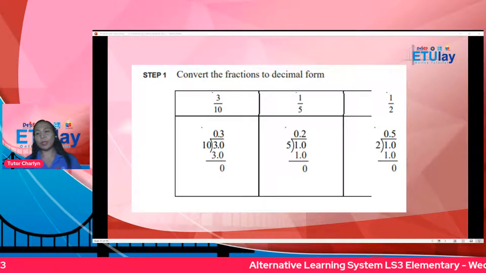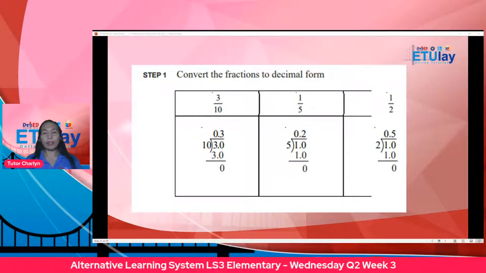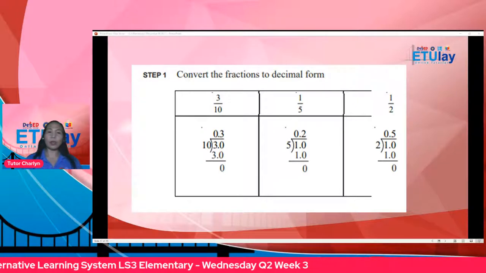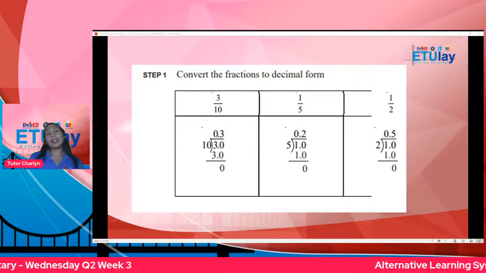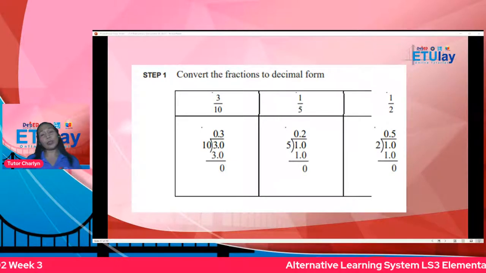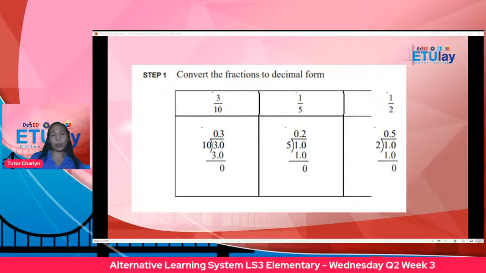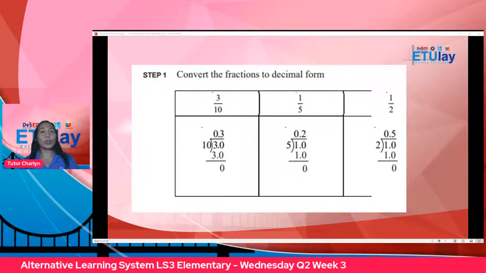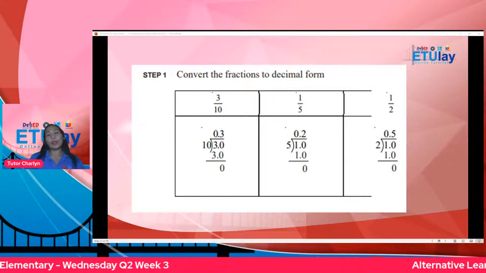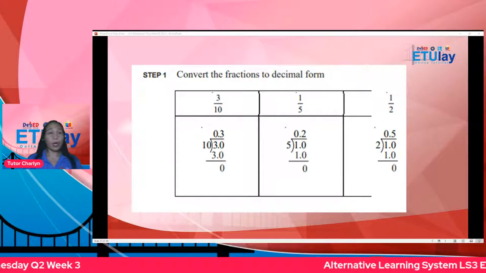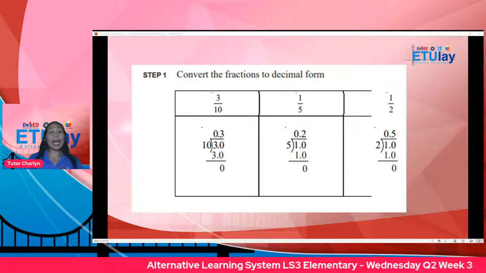Then, let's move on to 1/5. 1 divided by 5 cannot be done, so put 0 in the upper portion, add a decimal point, and add 0. So, 10 divided by 5, we got 2. Multiply, subtract, we get 0. So 1/5 is equal to 0.2. Then 1/2, 1 divided by 2 cannot be done, put 0, add decimal point. So we got 10 divided by 2, we have 5.